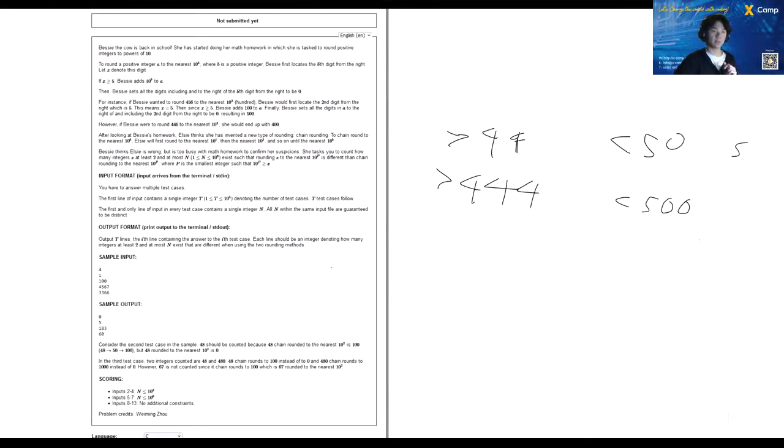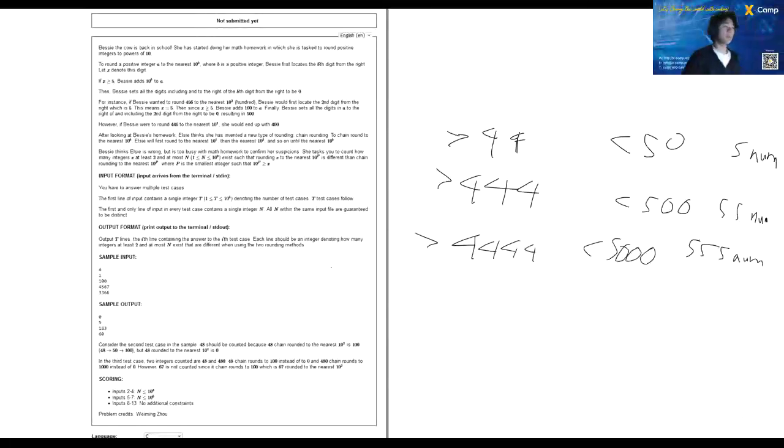For the second one, it's 55 numbers, right? If we count them. And then the next one, if we continue the pattern, will obviously be 555 numbers, right? Because it'll be greater than 4444 and then less than 5,000, and so on. Once we find this pattern, we can solve this problem if n is a whole number, like a number with a bunch of zeros. We basically already solved the problem.